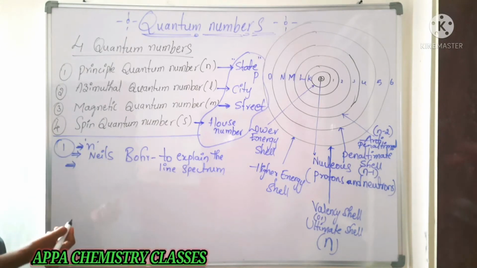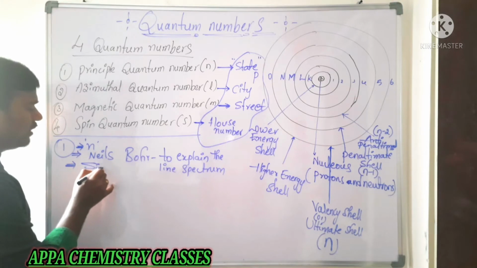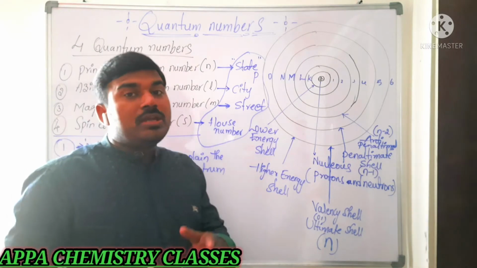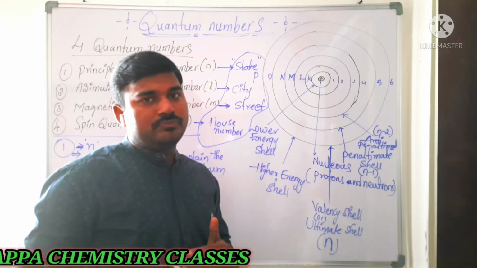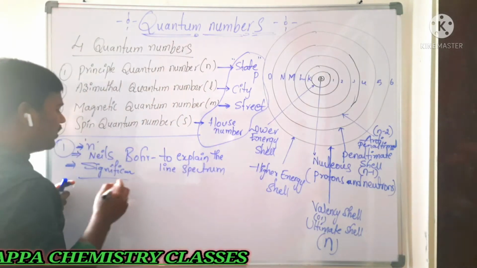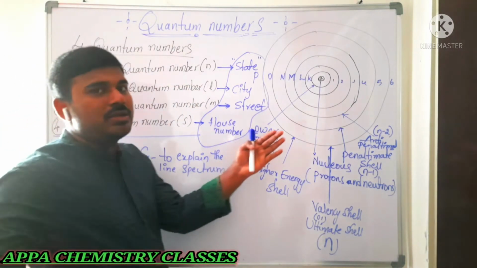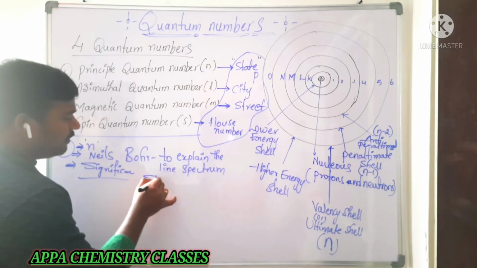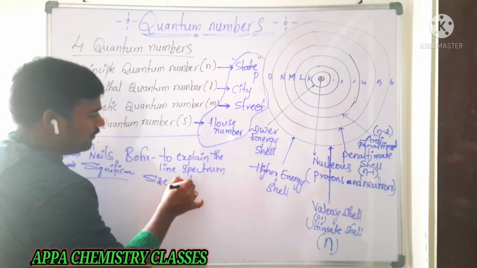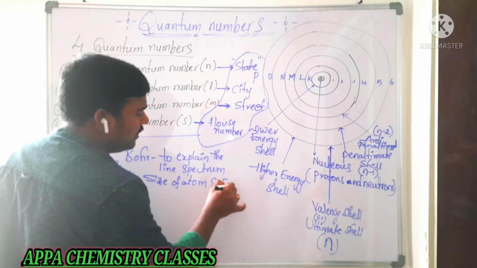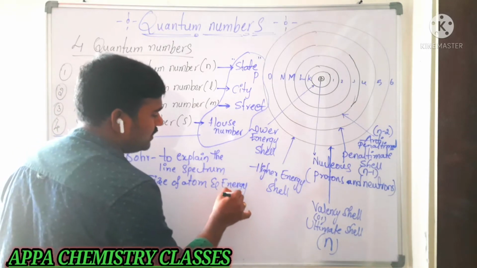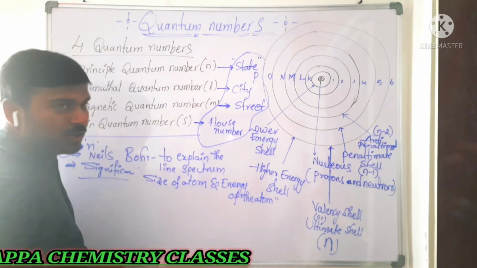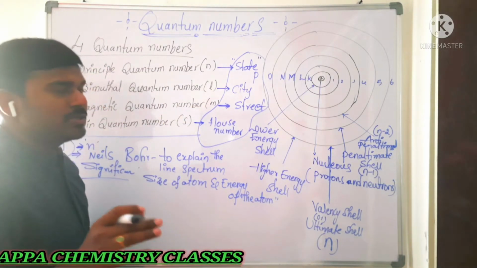Now, what is the significance of this principal quantum number? It signifies in which energy cell the electron is located. Okay? As the value of n increases, what happens? The size of the atom increases. That is, it signifies the size and energy of the atom. Principal quantum number signifies the size and energy of the atom.